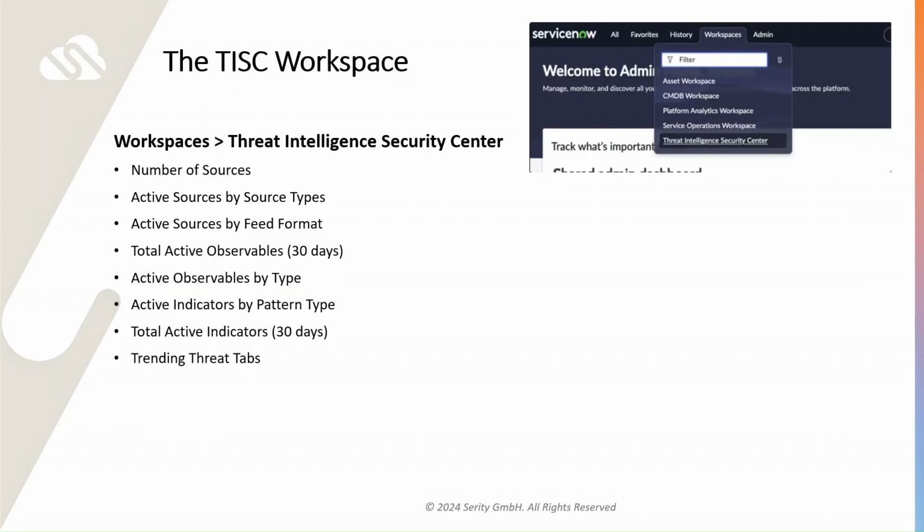To access the TISC workspace, we simply click on the Workspaces and choose Threat Intelligence Security Center. On the landing page, we can see the number of sources, active sources by source types or by feed format. We can see the total number of active observables, trending threats tab, and many more. We'll talk about this later when we're doing the demo.